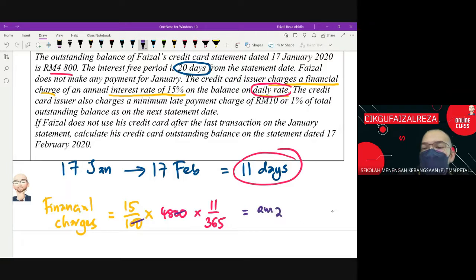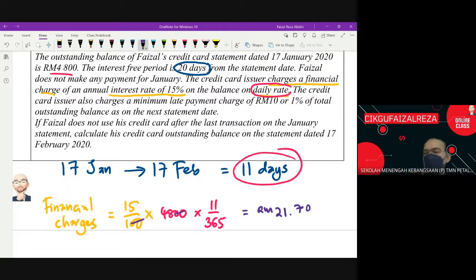21 ringgit. I got the answer 76. Did everyone get the same? Why is it 21 ringgit and 70 cent? Got it? Okay, that one, yes. Just press ABC. 70 cent, round off.